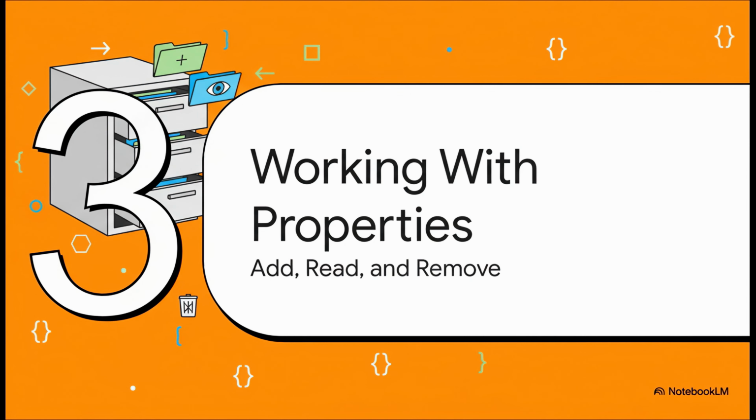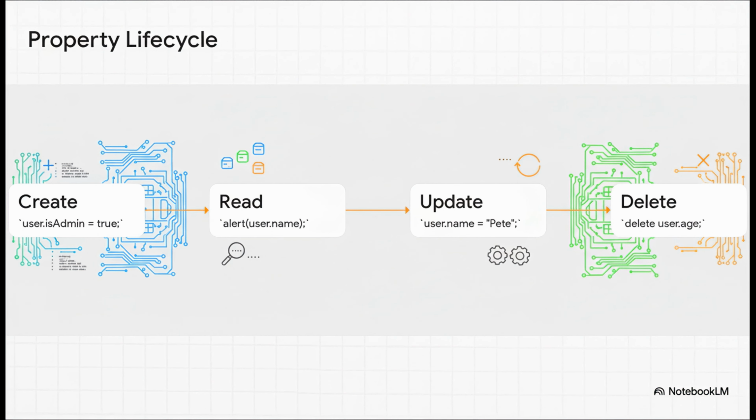Okay, so we've built our cabinet. Now, how do we actually use it? How do we mess with the files inside? Let's check out how to add, read, and even get rid of properties. This slide walks you through the whole lifecycle. To create a new property, you just use the dot, like user.admin, and assign a value. To read one, same deal, user.name. Updating is just as easy. You just assign a new value. And if you want to completely remove a property, that delete keyword is your friend, gone.